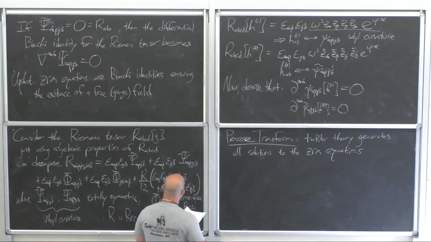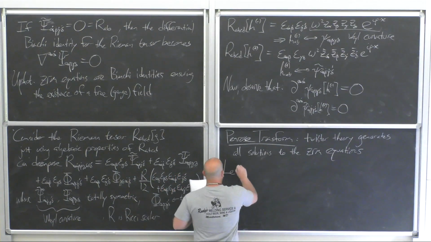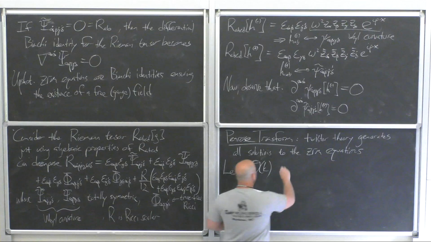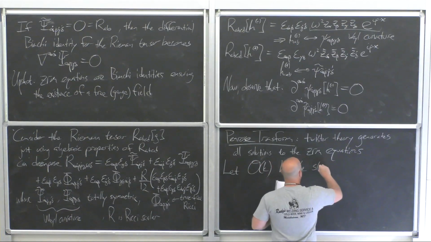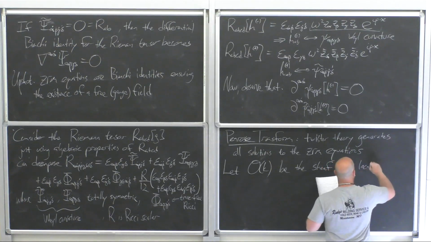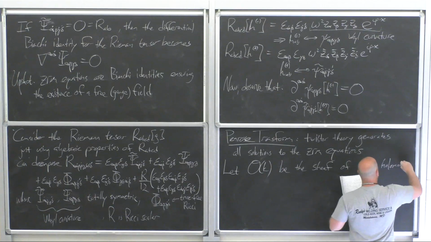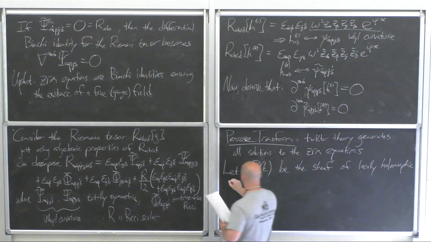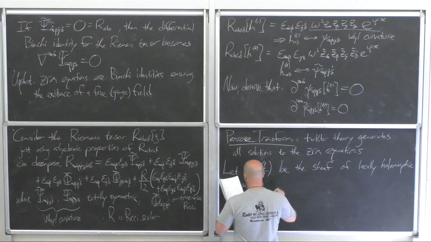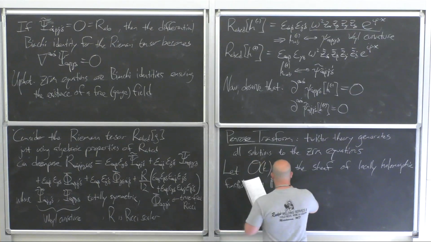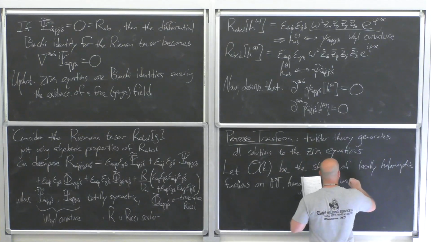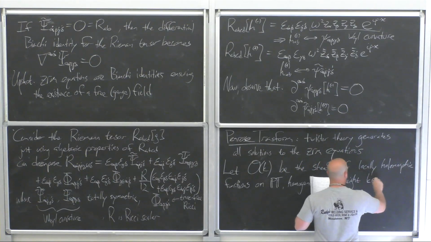I don't want anyone to get bogged down in it, but let curly O of k be something called the sheaf of locally holomorphic functions on twistor space, homogeneous of weight k, where k is some integer.